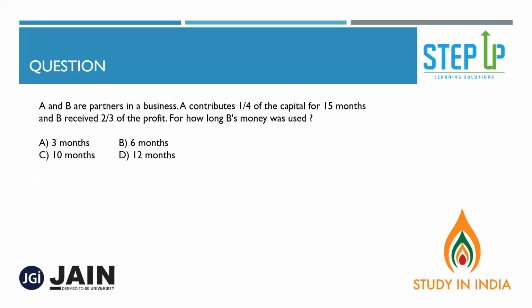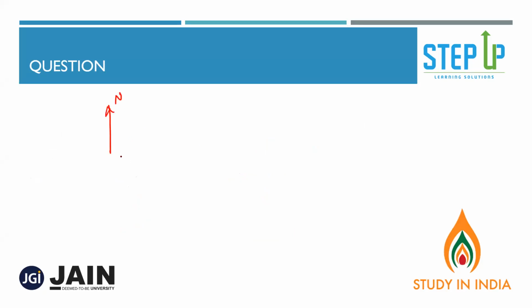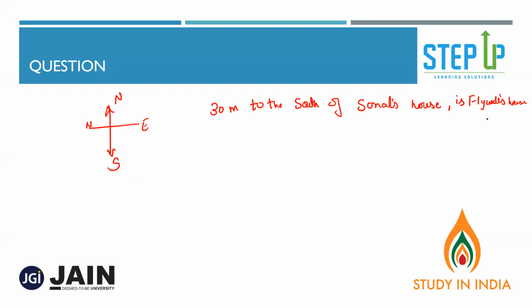One question which I want you to explain, like when I say north, south, east, west, okay? When I say 30 meters to the south of Sonal's house, draw it. And then we'll see after a while. 30 meters to the south of Sonal's house is Flywell's house, let's say. So where will Flywell's house come? If this is Sonal's house, 30 meters to the south of Sonal's house is Flywell's house. Fine. Is that clear?